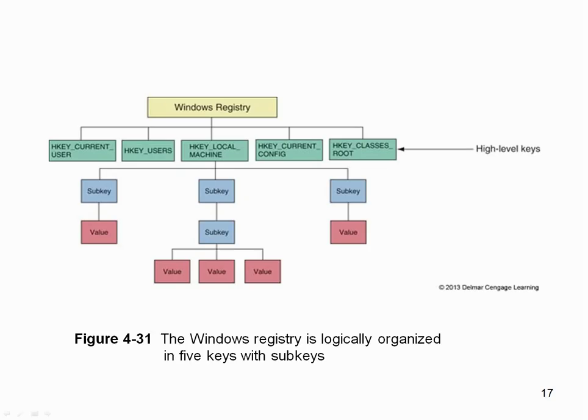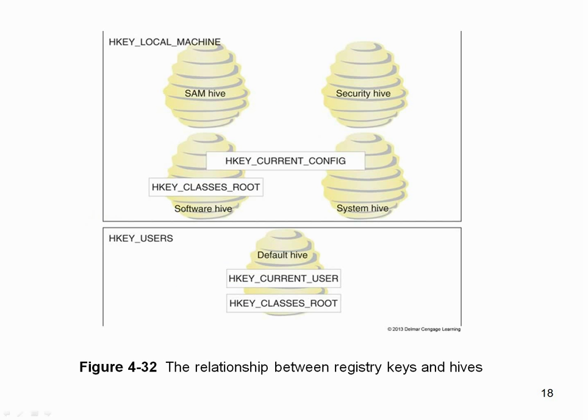The way data is organized in the hive files is different from the way it is organized in the registry keys. Figure 4-32 shows the relationship between registry keys and hives. For example, in the figure, notice that the HKEY_CLASSES_ROOT key contains data that comes from the Software hive, and this data is also stored in the larger HKEY_LOCAL_MACHINE key.